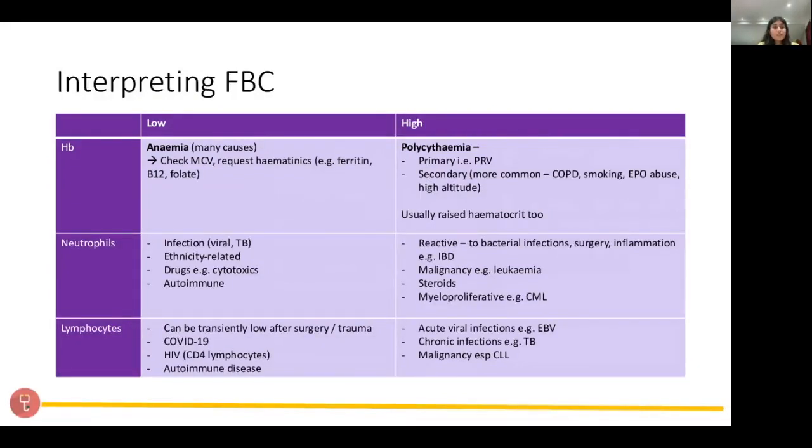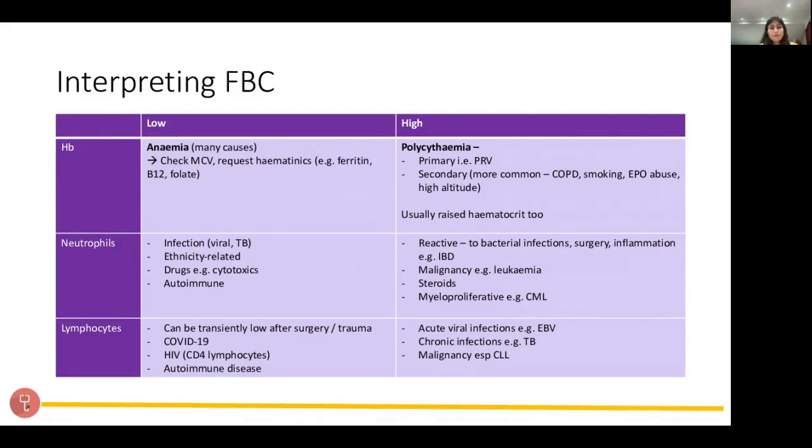But yeah, so just to talk about the full blood count as well, very briefly. When we look at a full blood count in heme, there's three main things that we want to look at. First is the HB, so hemoglobin, the neutrophil count as well, and also the lymphocytes. And I've split it into our differentials if the counts are low, and our differentials if the counts are high.